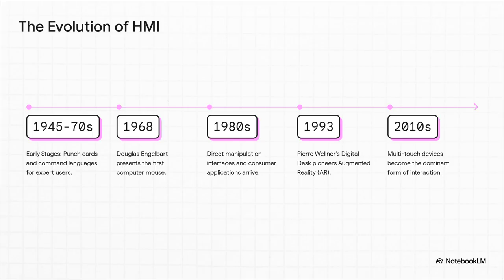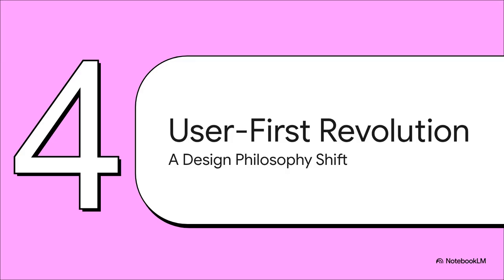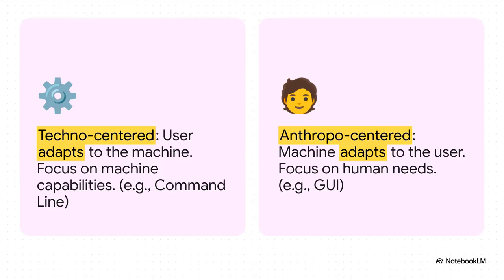And everything changed. By the 80s, we had computers where you could directly manipulate things on a screen. And that progress just kept accelerating, taking us through the first glimpses of augmented reality, all the way to the multi-touch screens that are just second nature for us today. But this whole evolution wasn't just about getting better and better tech. No, it was driven by a complete revolution in the way we think about design. See, for decades, the philosophy was machine first. It was all about the tech. The attitude was, here's this powerful machine. You, the user, need to learn how to adapt to it.